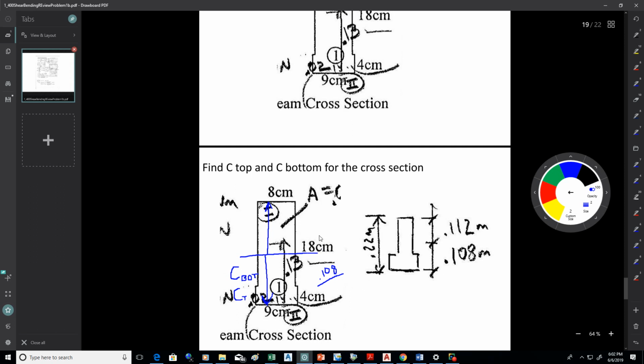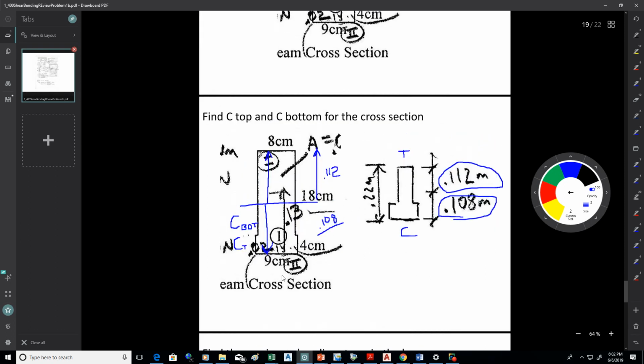Now, to go up to the top, we want to take the entire height of the beam, which is 0.22, and subtract off the 0.108, and we'll get 0.112 to the top. And that's the C you would use at the top of the beam. So we've got tension up there, compression there. There's our C for compression from the neutral axis. There's our C to the top from our neutral axis.